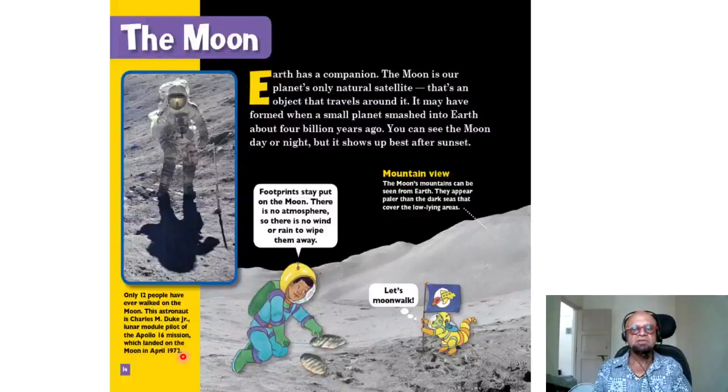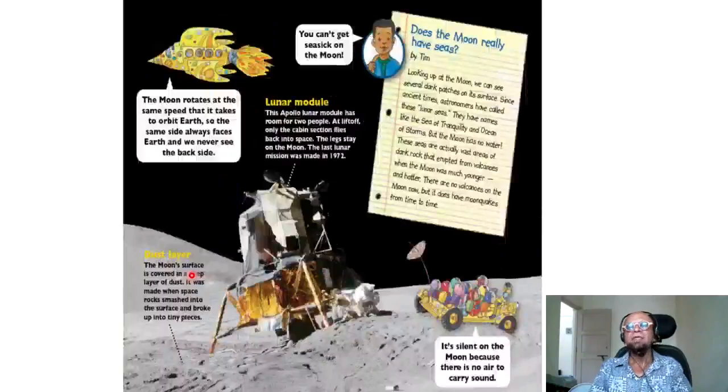Okay, so only 12 people have ever walked on the moon. The astronaut is Charles M. Duke Jr. here, lunar module pilot of the Apollo 16 mission, which landed on the moon in April 1972. You remember Neil Armstrong, of course. Okay, so let's read a little bit more and then we'll come back.